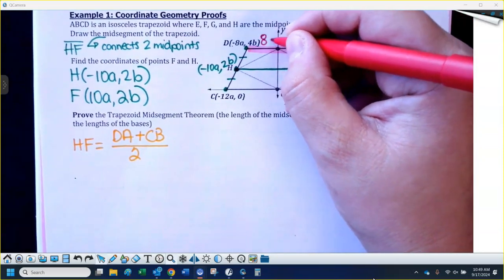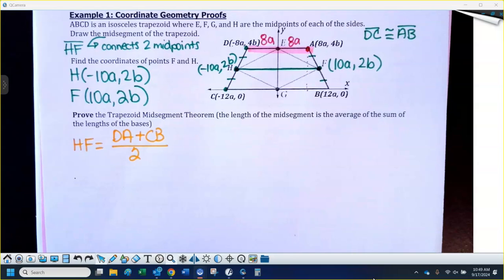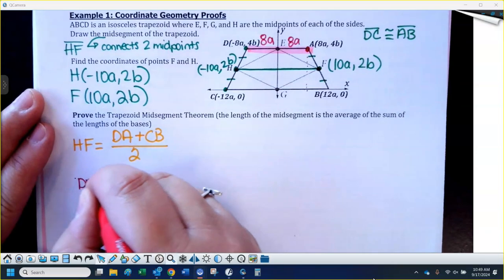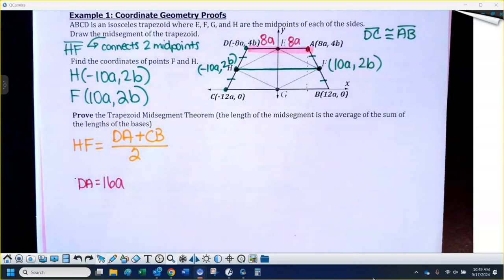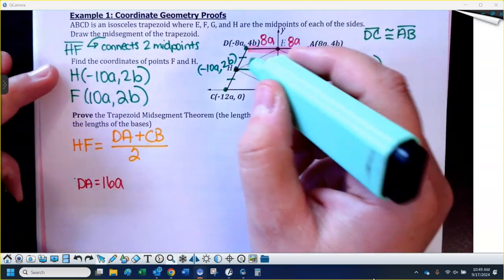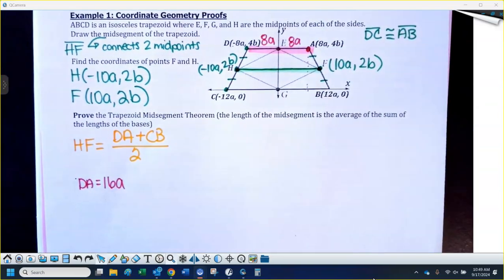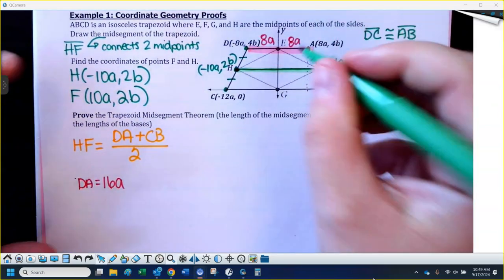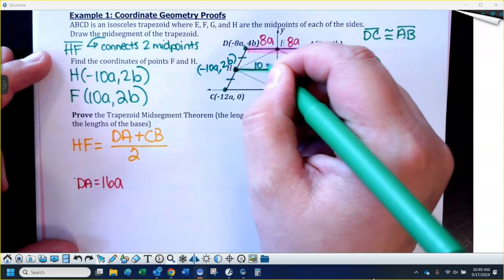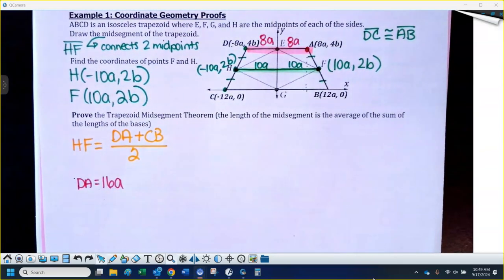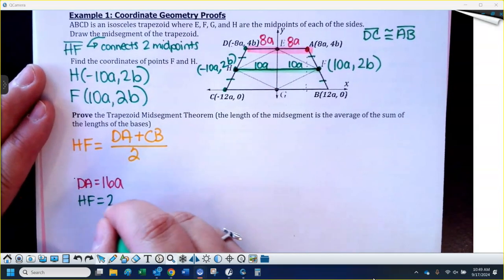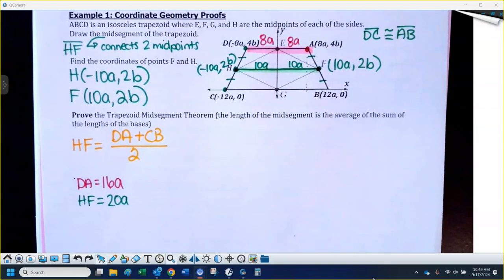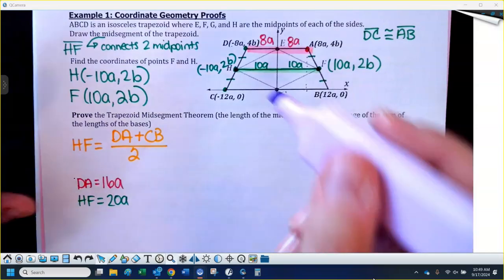This guy is exactly the same. What would you tell me the length of the segment from D to A is? What do you think? Perfect, 16A. All right, I'm going to prove this to you guys here. So this one we just did, right? We said we're going over 10A here. We're going left 10A here. What would the length of that mid-segment, which is HF, be in that diagram? 20A.